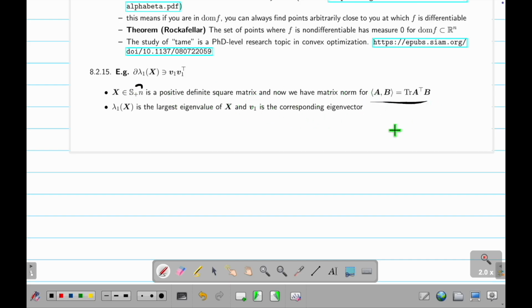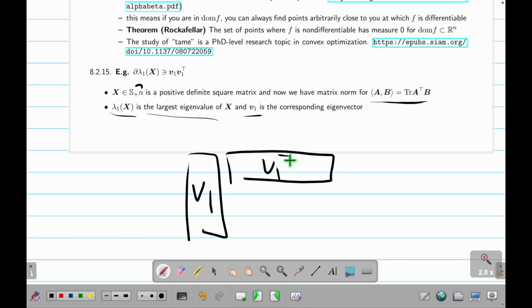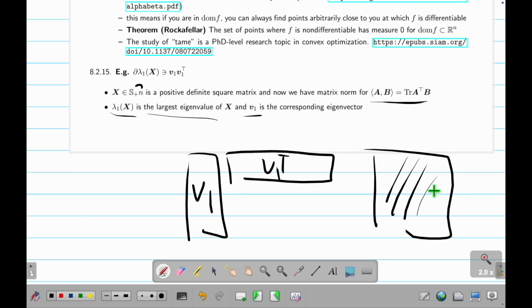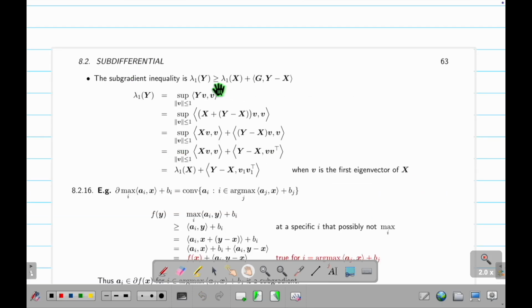Recall we're now in matrix form. This is the largest eigenvalue, v1 is the largest eigenvector. I'm going to tell you, the largest eigenvector v1, a column vector, multiplied by its transpose, gives you a rank 1 matrix. This rank 1 matrix is the slope of the eigenvalue. So, what's the subgradient? This is the definition of subgradient, right?